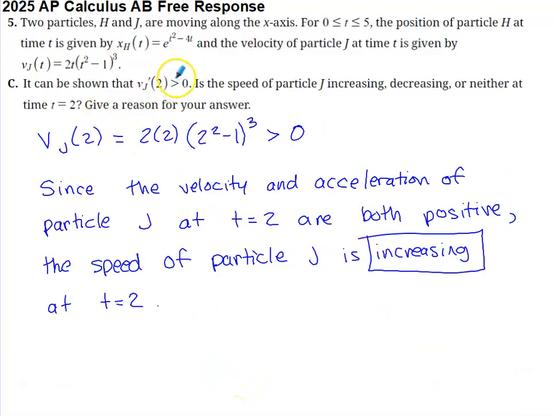Part C says that we know that the derivative of the velocity of particle j at time 2 is positive. Is the speed of particle j increasing, decreasing, or neither at this time? Give a reason for your answer.